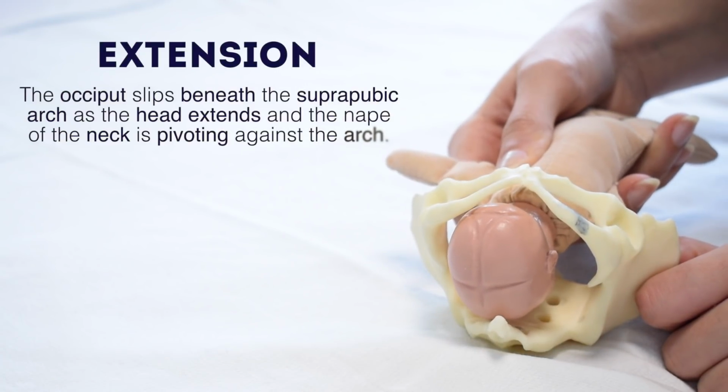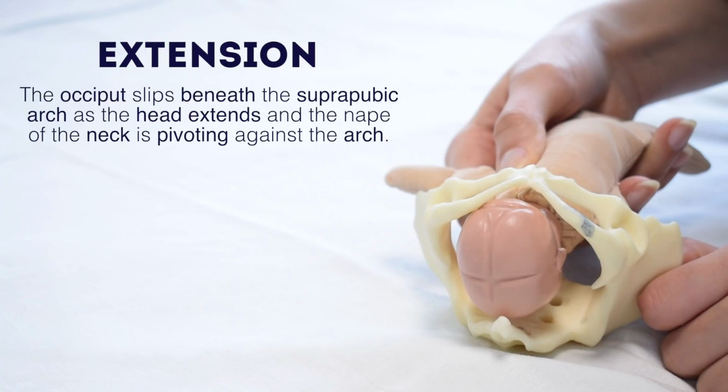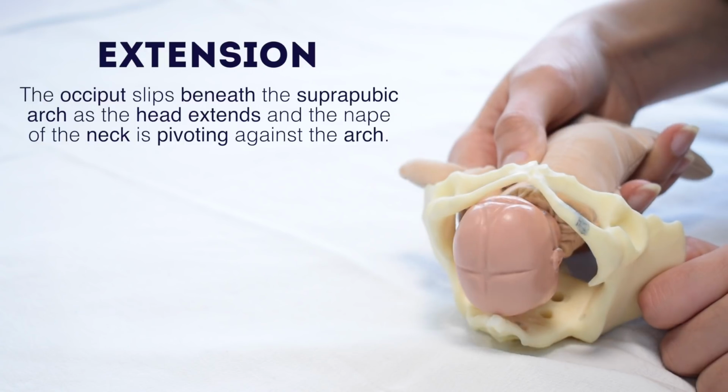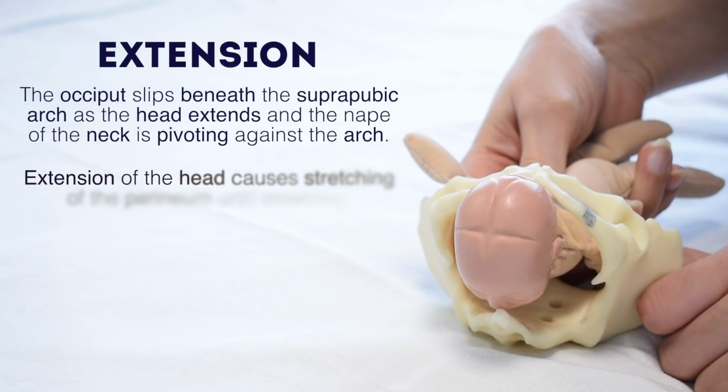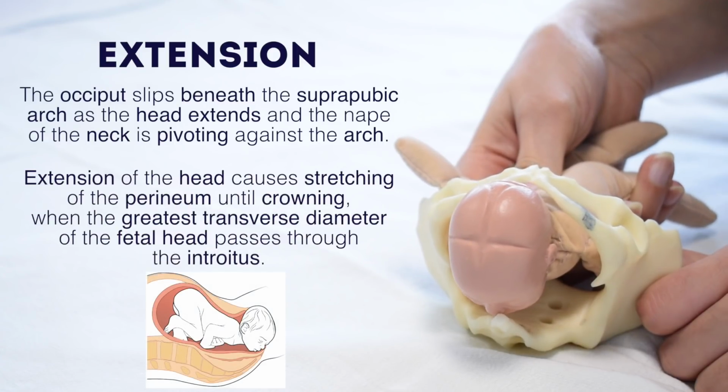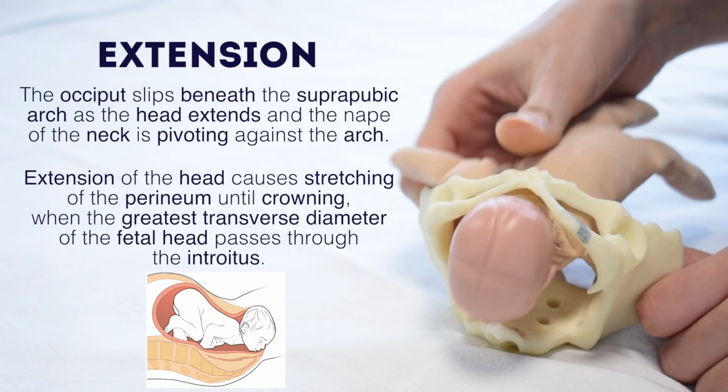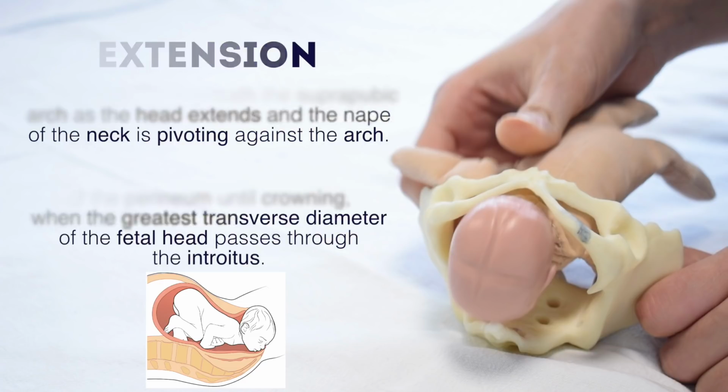Extension. Here the occiput slips beneath the suprapubic arch, causing extension of the fetal head. As this extension occurs, the fetal head pushes against the perineum, causing it to stretch. This eventually results in crowning. Crowning is clinically noted when the head no longer retreats after contractions and becomes visible at the vulva.